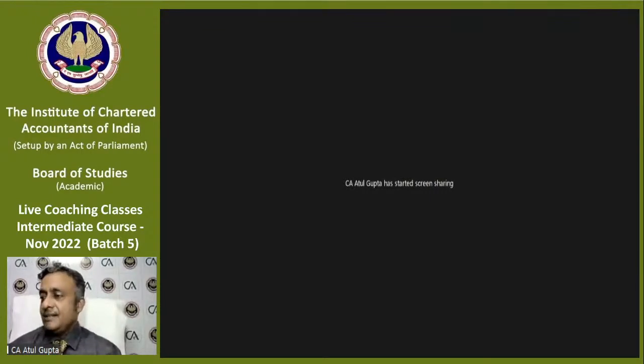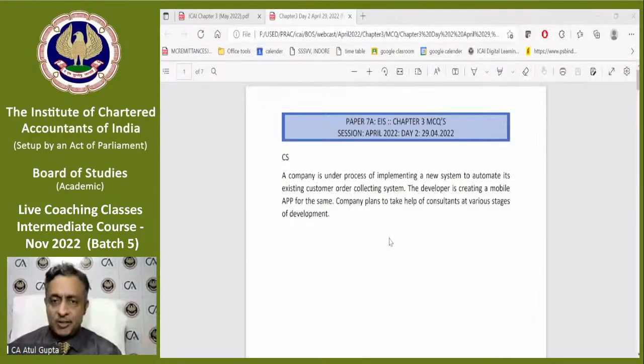So the case is there, and then we'll have question answer. The company is under process of implementing a new system to automate its existing customer order collecting system. The developer is creating a mobile app for the same. The company plans to take help of consultants at various stages of development. So it's a simple question. The company is implementing a new system.